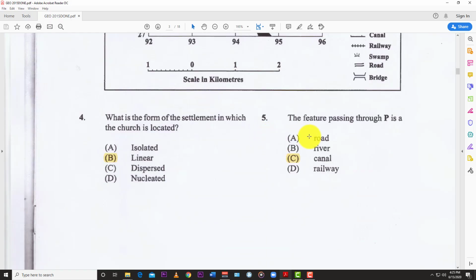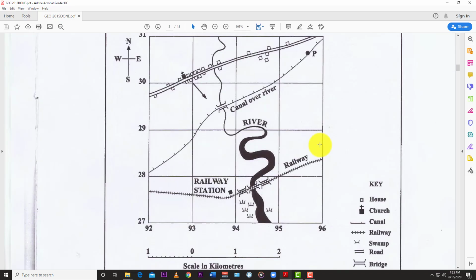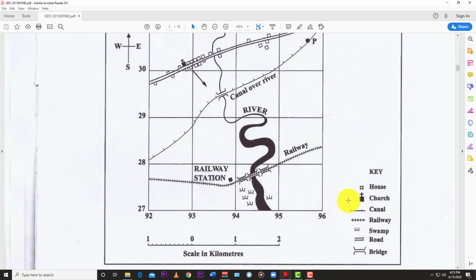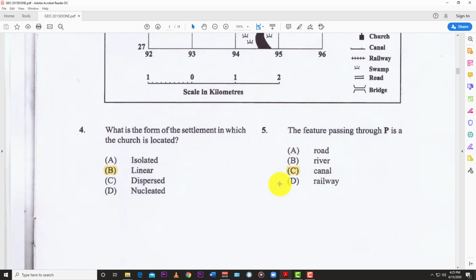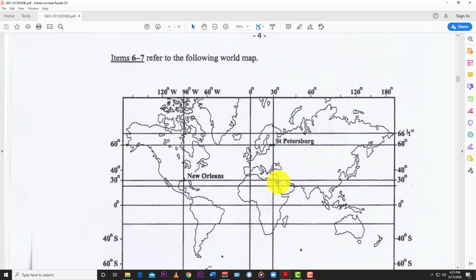Number 5, the feature passing through P is a, and so we're looking at P, that's P, and look at the key right here, and you see the canal, so the best answer here is C, the canal.